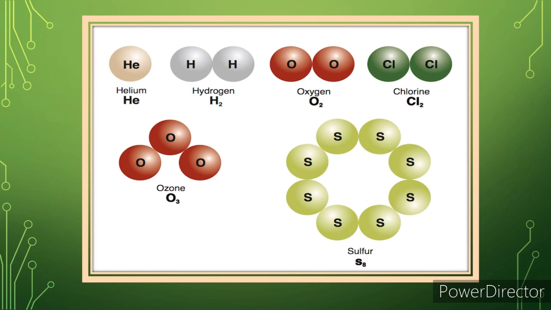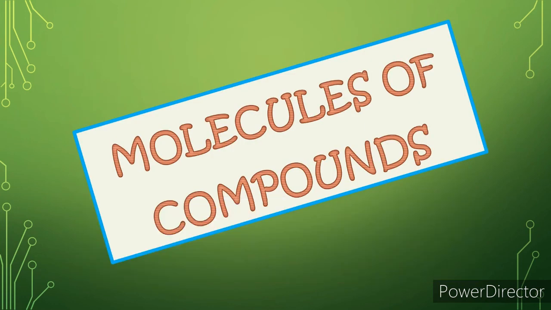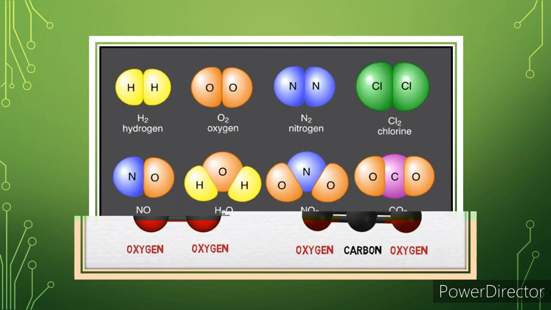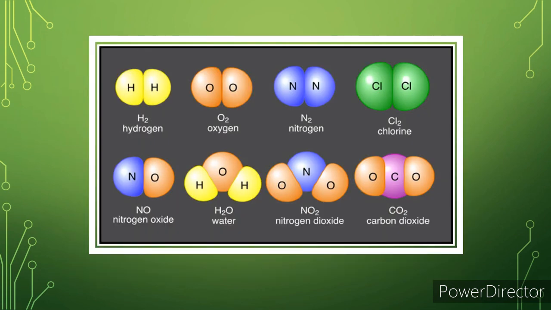Now, molecules of compounds. What do you mean by molecules of compounds? Compounds are made up of different elements. A molecule of an element is made up of similar atoms, but a compound is made up of different elements. Here you can see carbon dioxide, carbon and oxygen. And likewise, on the top row you have all the elements with similar atoms. Now, at the bottom row, you can see different molecules of compounds: nitrogen oxide, water, nitrogen dioxide, carbon dioxide. They are all molecules of compounds. There are some other chemical compounds also.